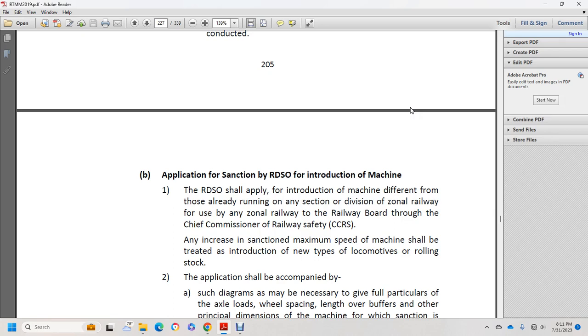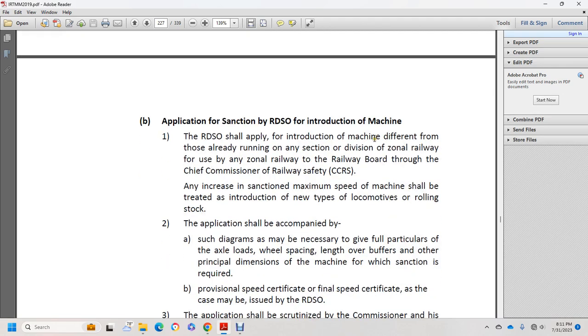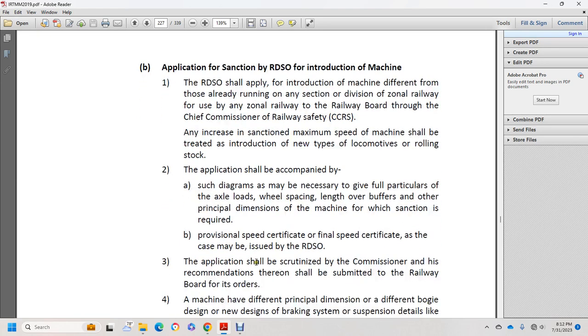Increase sanction maximum speed of the machine shall be retrieved with the introduction of new types of the locomotive rolling stock. Application should be accompanied by the diagram may be necessary. Give full particular axle load, wheel spacing, length of the buffer over the principal dimension of the machine with the sanction for the required provision specified speed certificate, final speed certificate of sketched by issue of the RDSO.